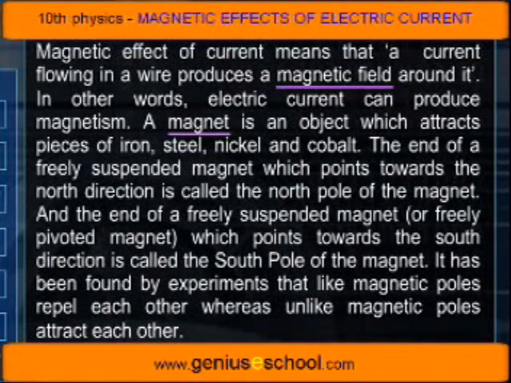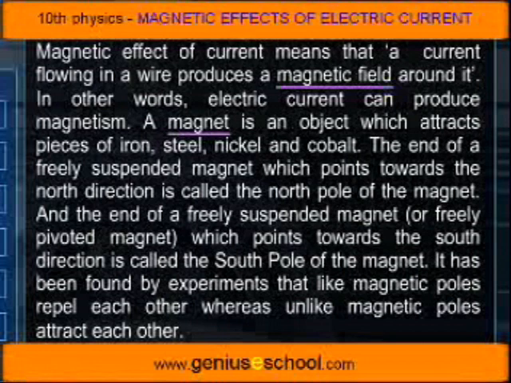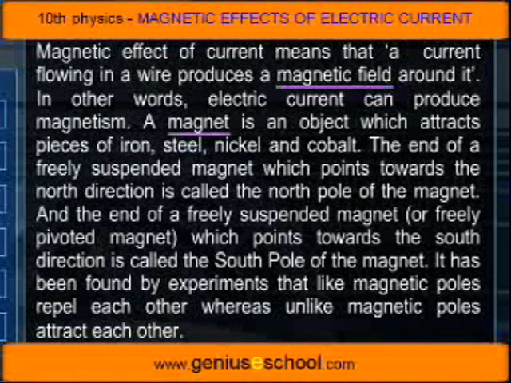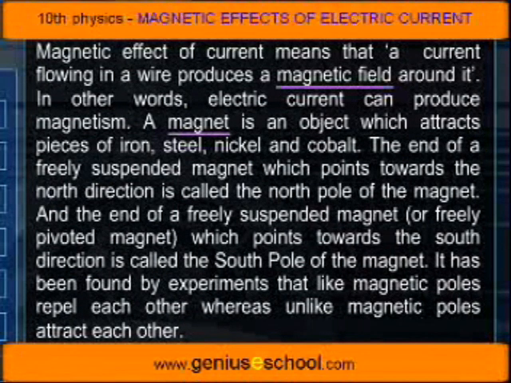Current means that a current flowing in a wire produces a magnetic field around it. In other words, electric current can produce magnetism. A magnet is an object which attracts pieces of iron, steel, nickel and cobalt.